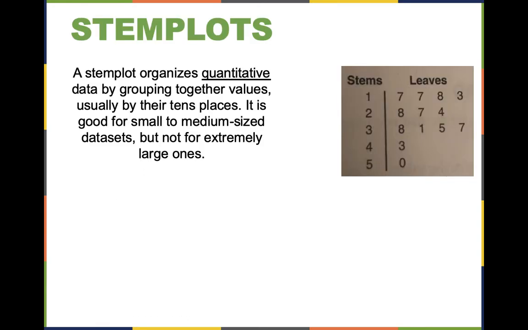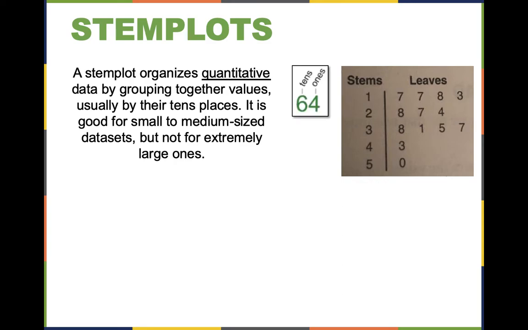This is an example of a stem plot. In a stem plot, we have a section we call the stems and a section we call the leaves. A stem plot organizes quantitative data by grouping together values, usually by their tens places. It is good for small to medium-sized data sets, but not for extremely large ones.